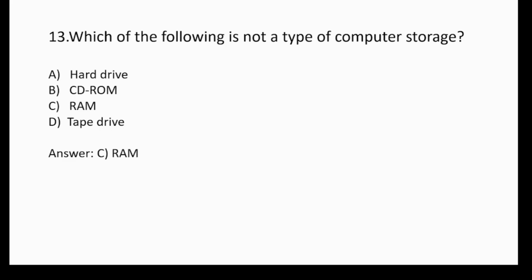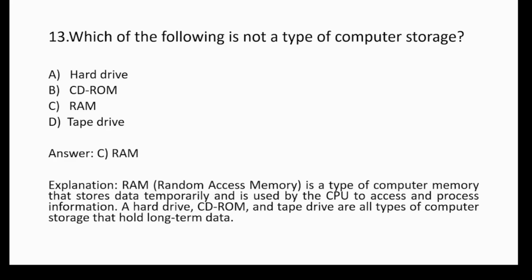Correct answer is RAM. RAM, random access memory, is a type of computer memory that stores data temporarily and is used by the CPU to access and process information. A hard drive, CD-ROM and tape drive are all types of computer storage that hold long-term data.